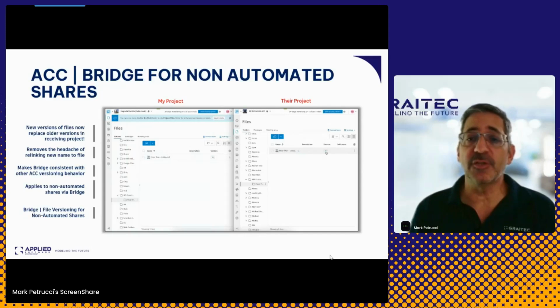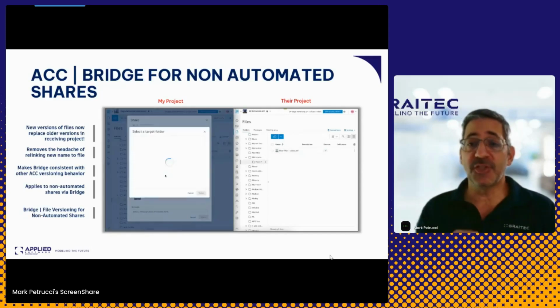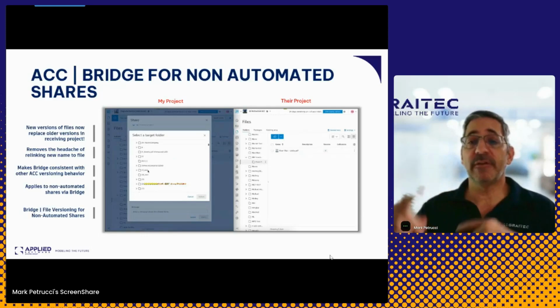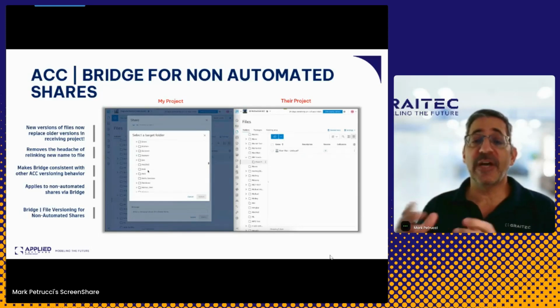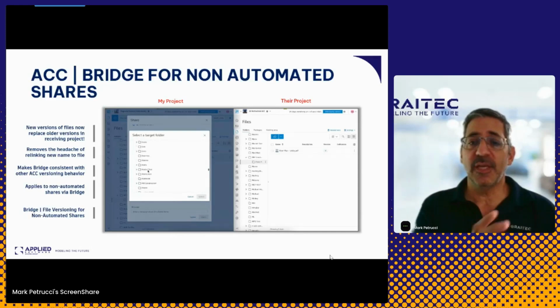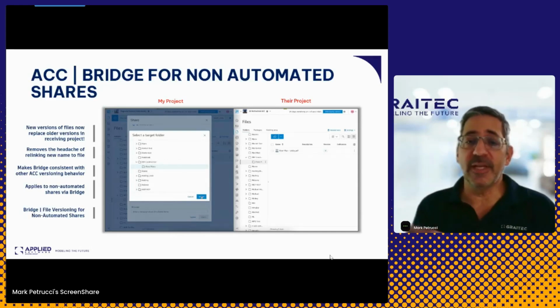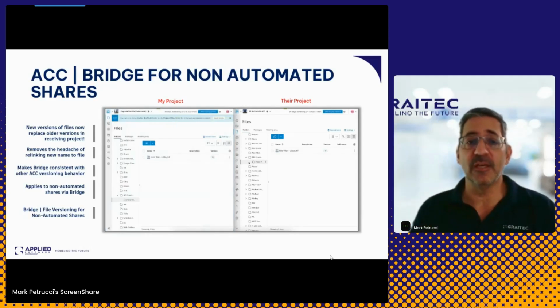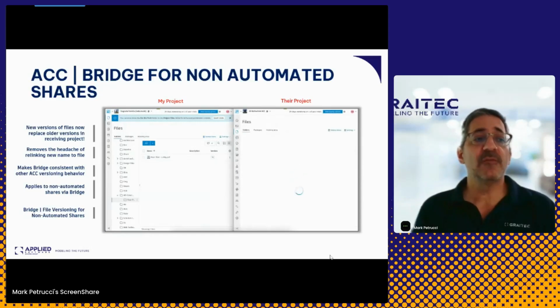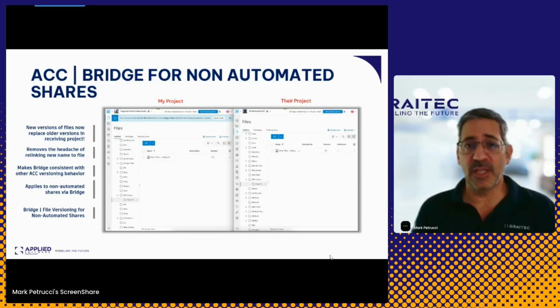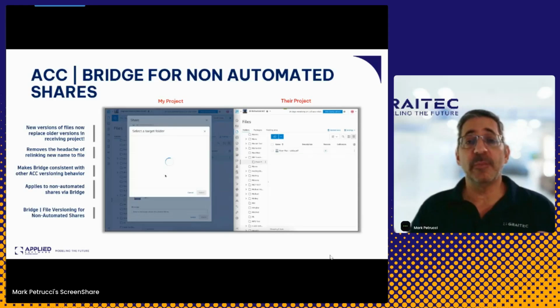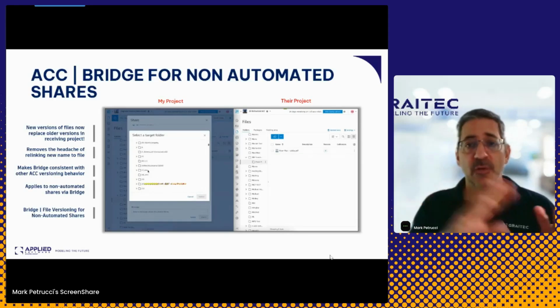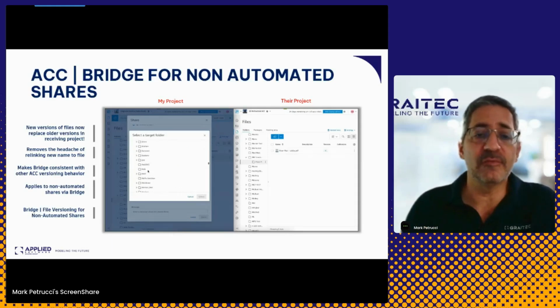Now, when you share new versions of a file with Bridge, where the file is shared one time and then you share it again manually, the file now replaces the older version in the receiving project rather than creating a duplicate. So this removes a lot of headaches for users having to relink files. This is a really, really big deal, especially for architects and engineers who are collaborating on projects but want to stay within their own ACC environment, while still having the ability to share their files with others involved in the project.